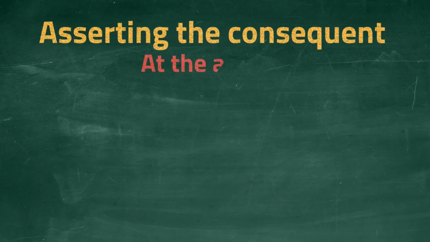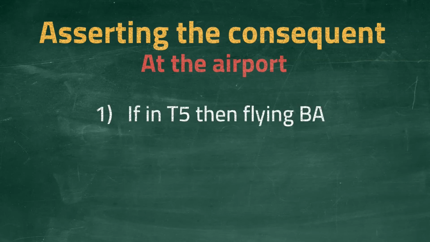Let's return to the airport for a more concrete example. So we are back at Heathrow Airport and are wondering which terminal we need to go to. We start with the same premise as before. If I am flying from Terminal 5, then I must be flying with British Airways. We assume this is true and move on to the next statement.